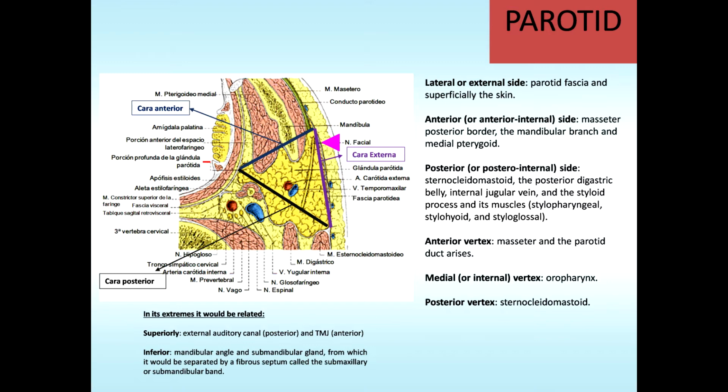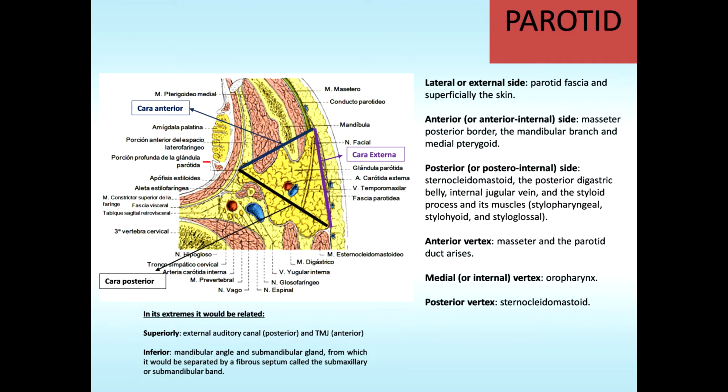Thus, we can say that there is a lateral or external side which is related to the parotid fascia, which derives from the deep cervical fascia and is closer to the skin. There is also an anterior side, also known as the anterior internal side, which is related to the posterior border of the masseter muscle, the mandibular ramus, and also with the medial pterygoid muscle. Finally, there is a posterior side, which is also known as the posterior internal side.